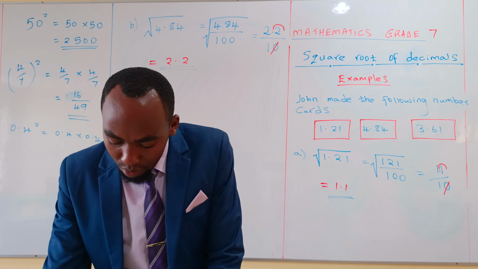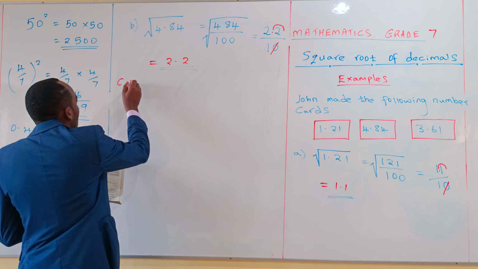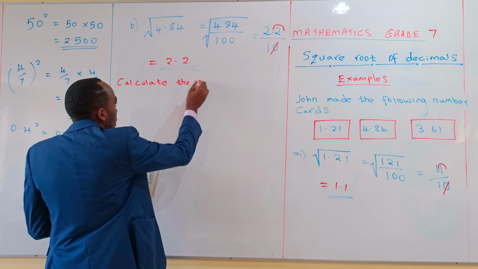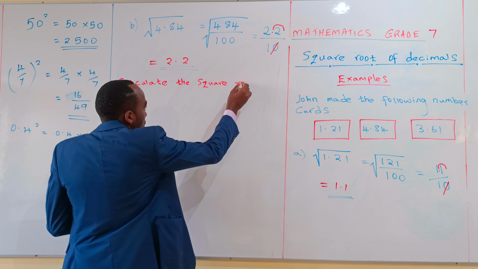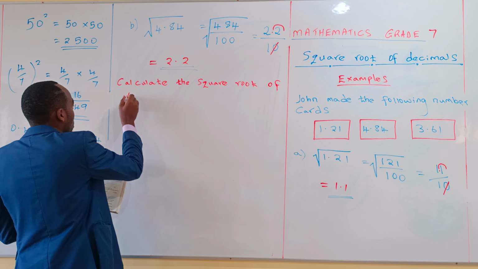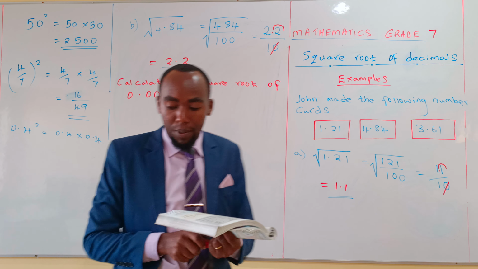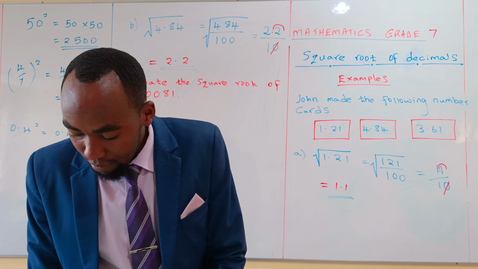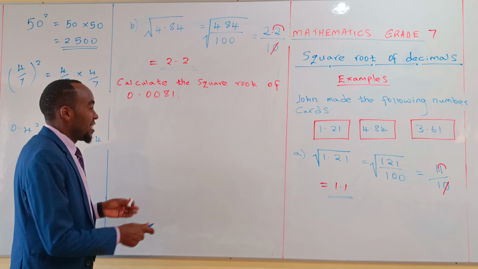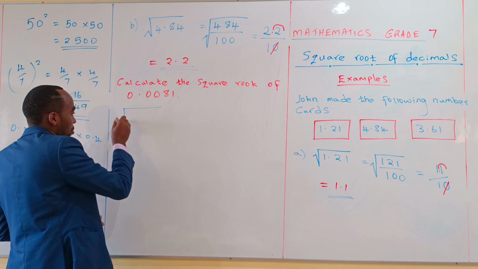Very good. Now, there's a question here I want us to look at. The question says: calculate the square root of 0.0081. Now, let's look at that particular question. I know this is a very interesting question. They want us to find the square root. I've said the symbol for square root is what? Square root. Square root of what?